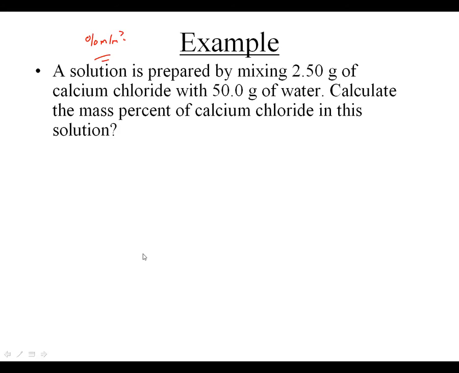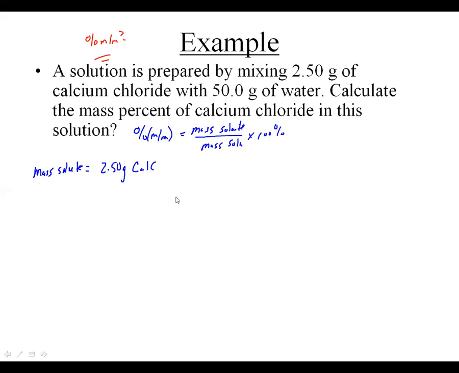Okay, let's take a look at this. So again, here we're looking to calculate the percent mass to mass. So a reminder that that is the mass of the solute divided by the mass of the solution times 100%. So here we're taking a solution that's made by mixing 2.5 grams of calcium chloride with 50 grams of water. So just so we're clear, our solute in this case is the smaller amount. So that is actually our calcium chloride. So 2.50 grams of calcium chloride.